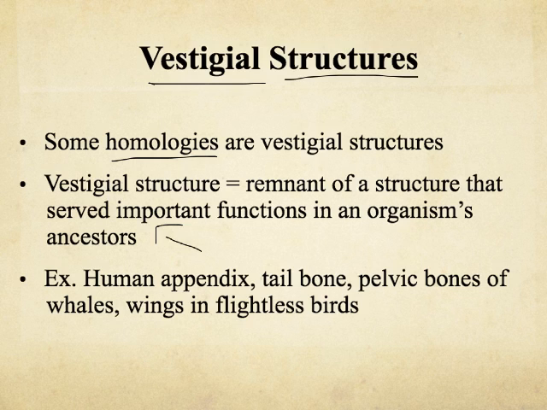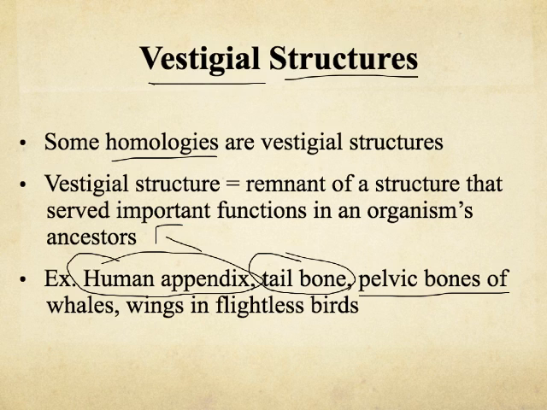For example, we have an appendix. This is an organ that is slowly disappearing and being selected against by natural selection over time because we don't need it. The tailbone is a vestigial structure that used to be part of a tail that our ancestors had. Whales, even though they swim, still have the pelvic bones that their ancestors' legs used to be attached to. That's slowly still in the process of disappearing. And flightless birds still have wings or very short wings, which is also a vestigial structure, something that is slowly disappearing over many generations as it gets selected against.